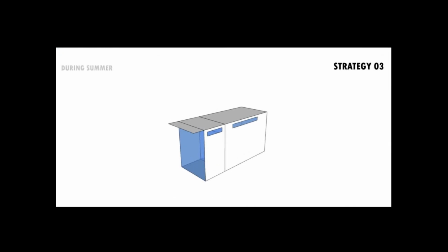Strategy 3, sun space. During summer, the high summer sun is blocked by the overhang, and the prevailing wind enters the space and exits through the vent, which gives a buffer to the building. Whereas during winter, the low winter sun enters the space and charges the high thermal mass, which releases the heat during nighttime.